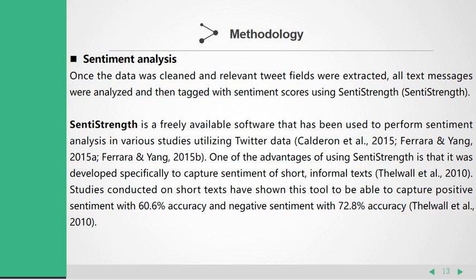Studies conducted on short text have shown this tool to be able to capture positive sentiment with 60% accuracy and negative sentiment with about 72% accuracy. And you could search SentiStrength on Google and download it to have a try.